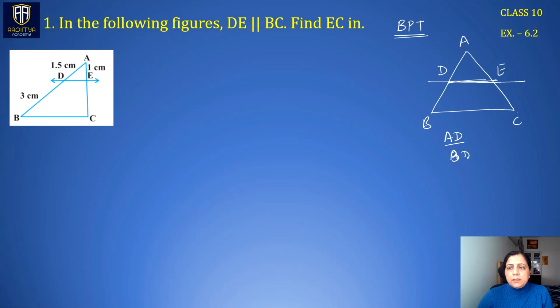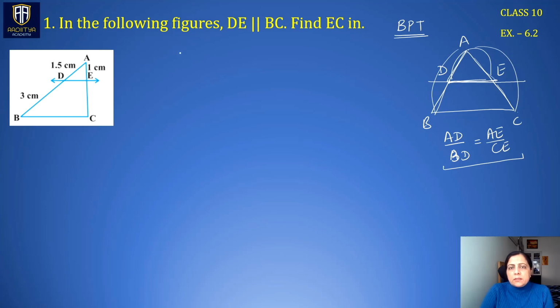AD upon BD is equal to AE upon CE. It may be AD upon AB and AE upon AC. So the pattern of ratio which is taken on one side has to be followed on the second side also. But the basic theorem is this: the ratio of the two different parts formed by the intersection of these two points D and E, AD upon BD, is equal to AE upon CE. So let us come to this question.